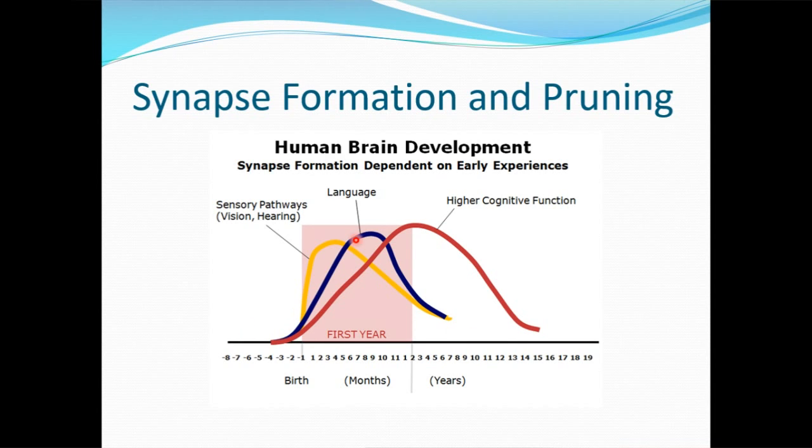Language starts later, or most of the synapse formation is later in that first year of a child's life, and then rapidly declines again. No one knows why it's so important that in that first year of life a child is exposed to language. And your higher cognitive functions are later, and then also taper off, reaching a peak here at about the age of 1 year. Okay. So that's synapse formation.